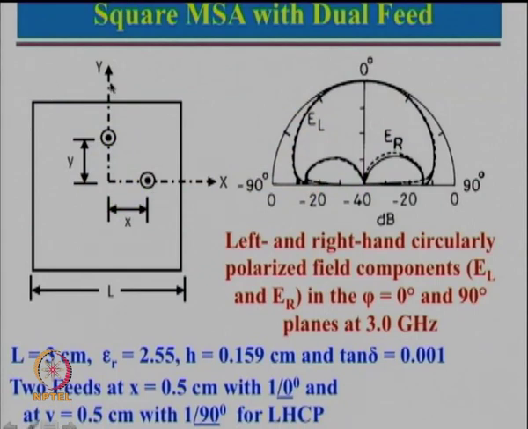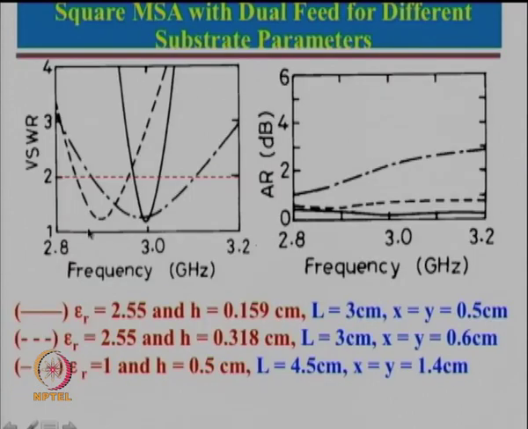So, we had seen that here is a square patch and we had fed at two orthogonal points. By feeding one at angle 0 and one at angle 90 degree, we got LHCP. Alternatively, if we make one angle 0, one angle minus 90, then it will become RHCP. And we had seen the LHCP component and RHCP component, and we noticed that in the half power beamwidth the cross component is very small, and then we had taken three different cases.